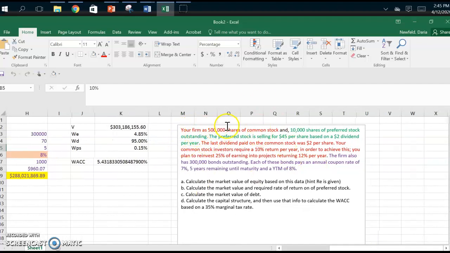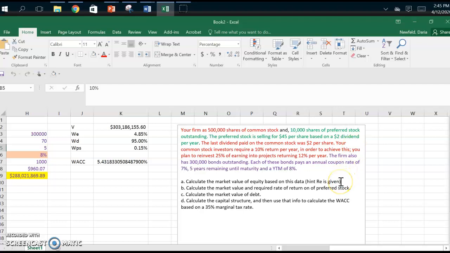So your firm has 500,000 shares of common stock outstanding and 10,000 shares of preferred stock outstanding. So this is just the number of shares for each. They're not the market values. The preferred stock is selling for $45 per share based on a $2 dividend per year. The last dividend paid on common stock was $2 per share. Your common stock investors require a 10% rate of return per year. In order to achieve this, you plan to reinvest 25% of earnings into projects returning 12% per year.